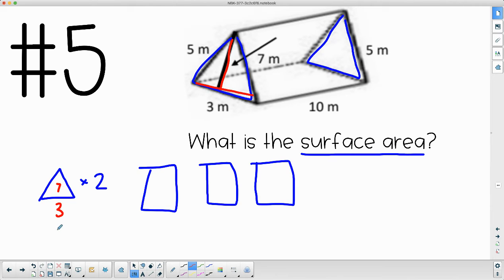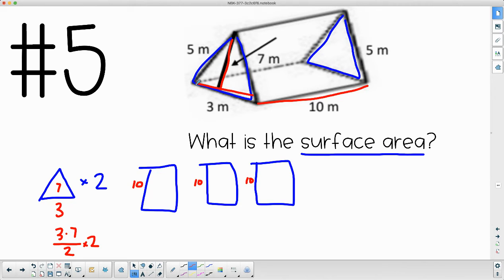So to find our triangle, we're going to do base times height. We're going to cut it in half, and then we're going to times it by 2 because we have a front and a back. Okay, so now let's look at these triangles. So to touch the triangles is 10. That means all of these have a 10 to connect the triangles together.